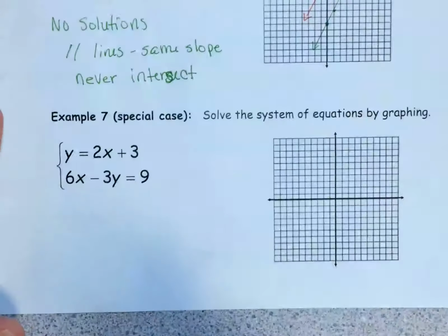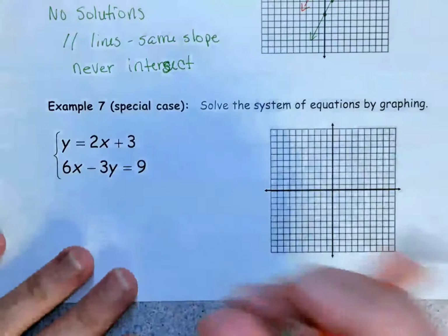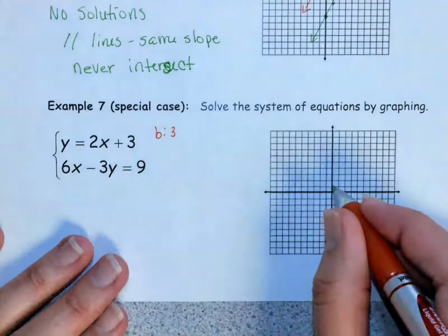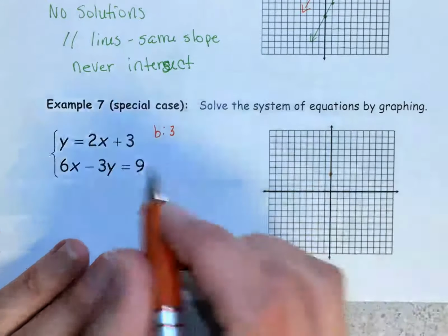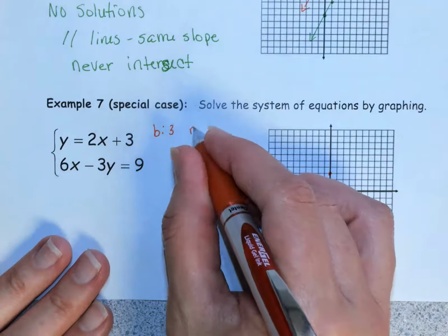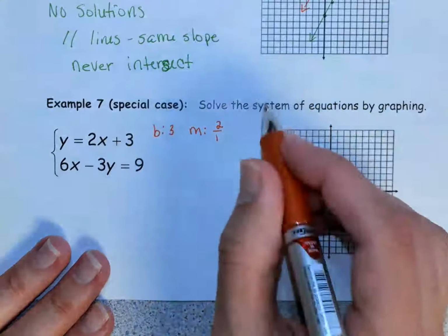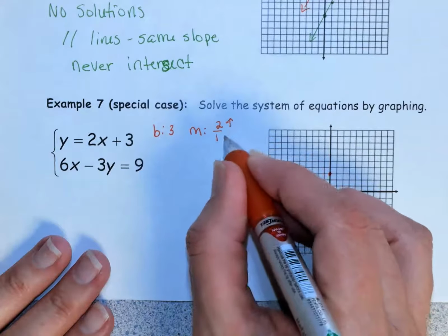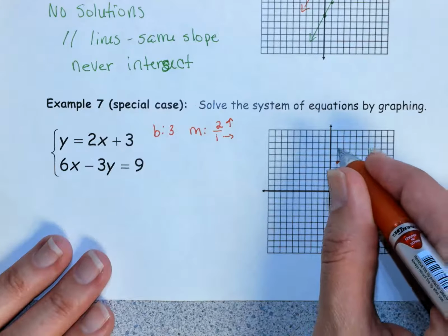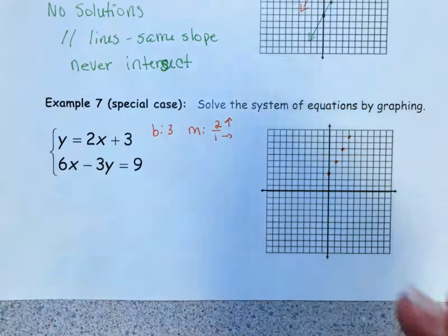Last one. So last one, first one set up pretty easy for us. B is 3. So we're going to go to 3. Then we're going to do the slope. Slope is 2. Put it over 1. So we're going to rise 2, run 1. Rise 2, run 1. I'll do a couple more. Connect the dots.